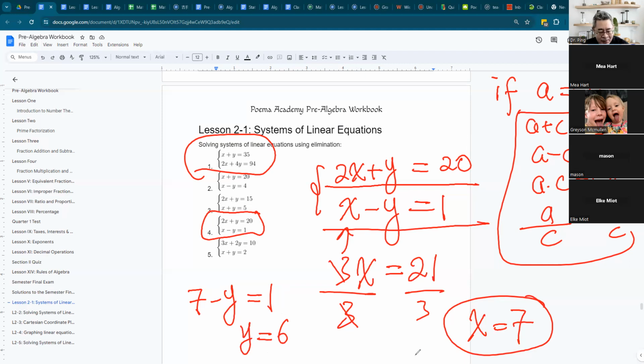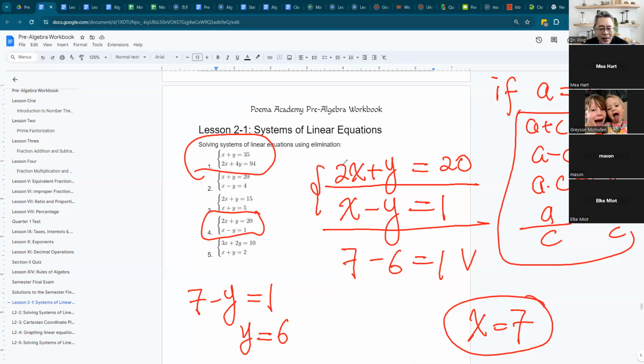So we got this. Then we can check. If we plug in the first one, x is 7, y is 6, it is 1, so it's good. On the top, 2 times 7 plus 6, which is 14 plus 6, which is 20. So we know we got it right.